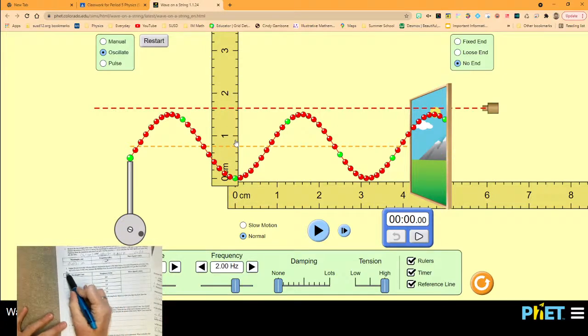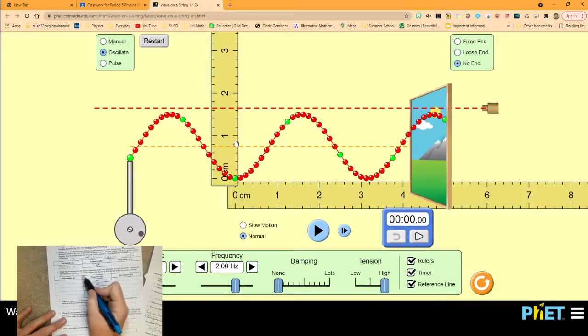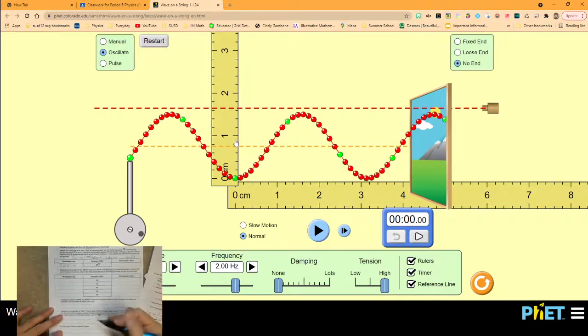Step 2. Repeat the previous step with the different frequencies shown in the table below. For some frequencies, you may only see half of a wave. In this case, measure the distance from the crest to the trough and double it to get the wavelength. Okay, let's do it. We're going to set the frequency to 0.5 hertz.